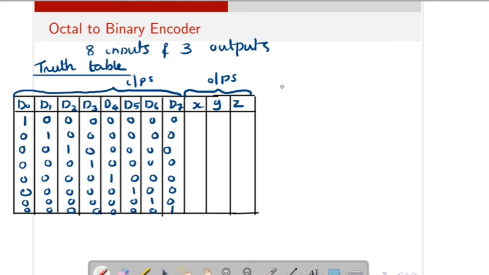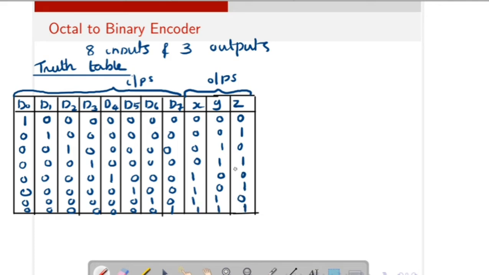Okay, so this is the input. When D0 is equal to 1, the output is 0 0 0. When D1 is equal to 1, the output is 0 0 1. For D2, the output is 0 1 0. For D3, the output is 0 1 1. D4 output is 1 0 0. Then D5 is 1 0 1. For D6 it is 1 1 0, and for the last, D7, it is 1 1 1.